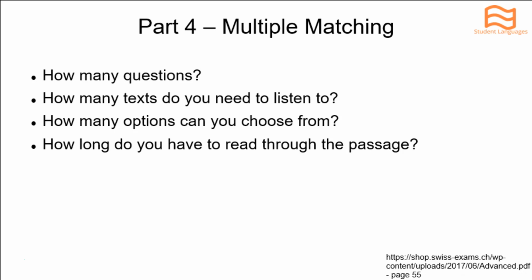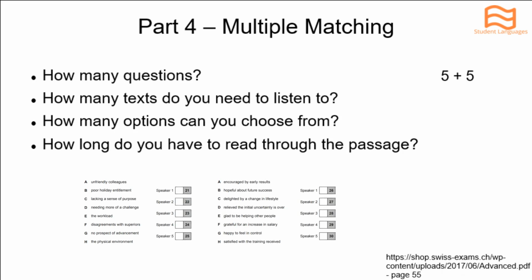So let's have a look in a bit more detail at part 4. How many questions are there in total for this part? There are 2 sets of 5 questions, so 10 questions in total. How many texts do you need to listen to? You need to listen to 5 texts in total, and so you have 2 questions for each text.